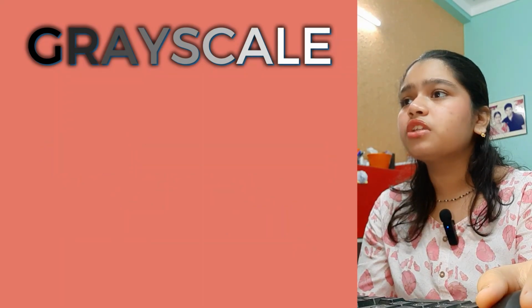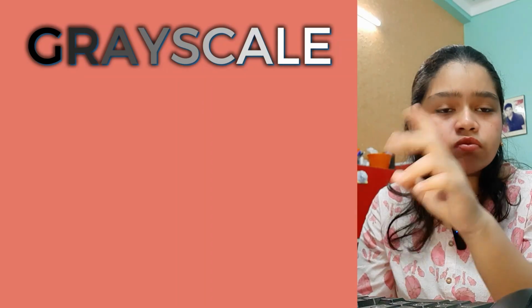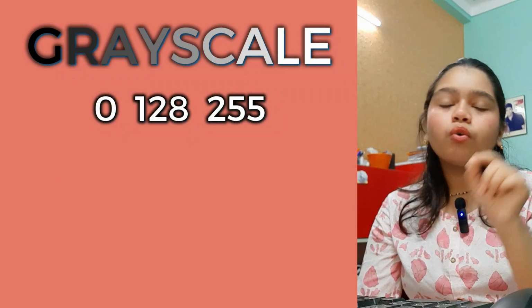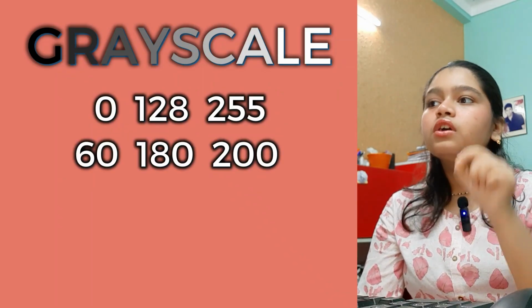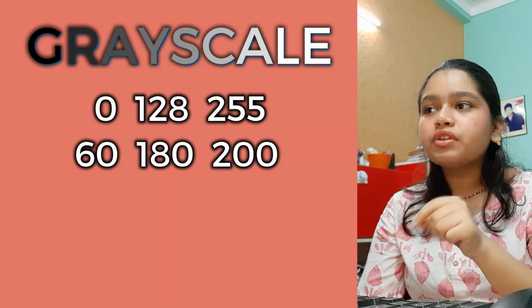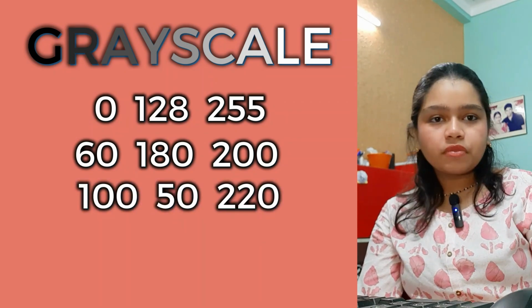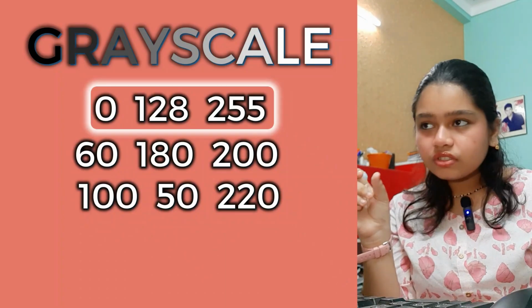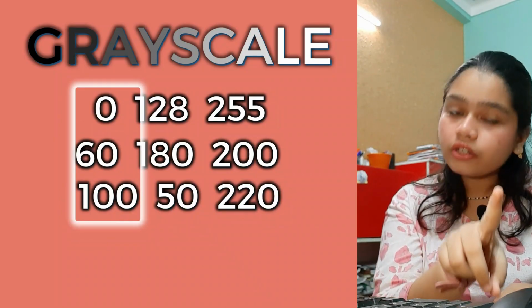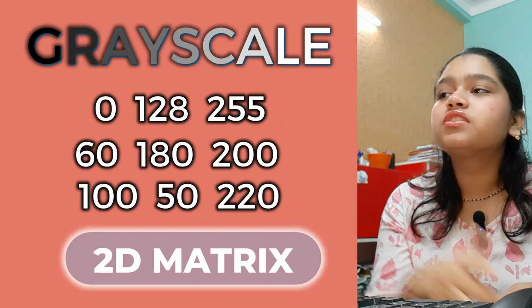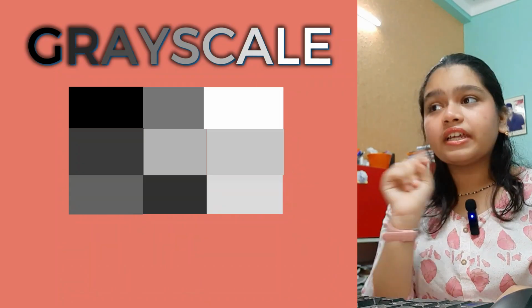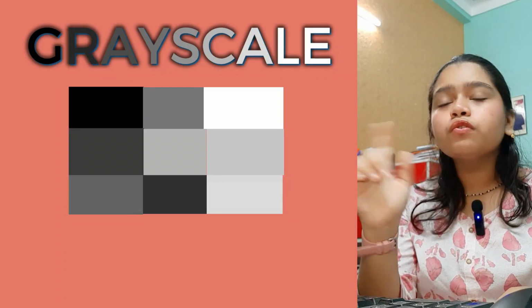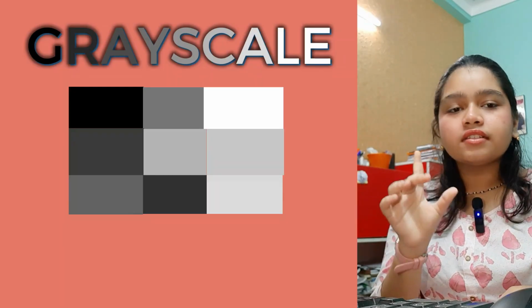Now if you imagine a matrix which is a 3 into 3 grayscale image, suppose here in row 1 we have 0, 128 and 255, row 2 60, 180, 200, row 3 100, 50, 220. Okay, so these are all pixel values. These are the rows, these are the columns. So this is a 2D matrix, right? Rows into columns, and each of these pixels is the brightness value. That means 0 will be black, 128 is a shade of gray, 255 is white. So each pixel has this one value.